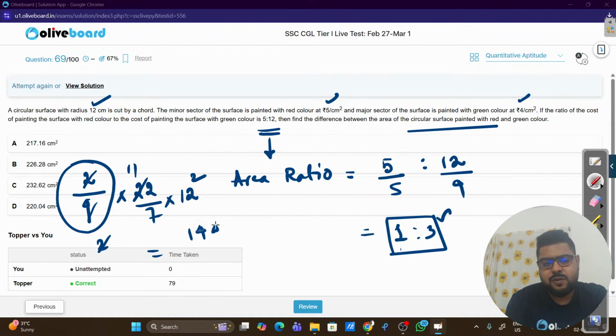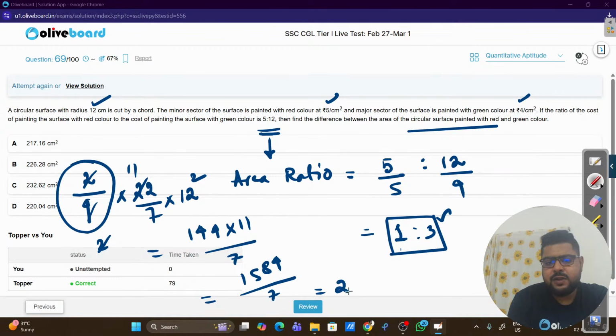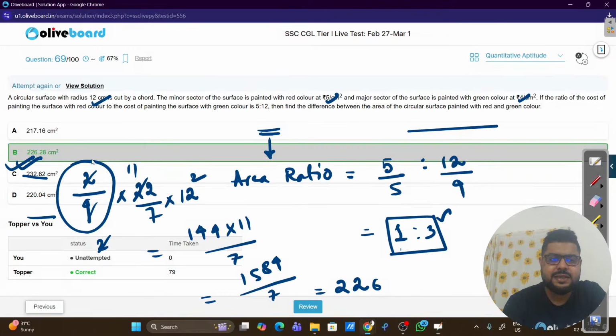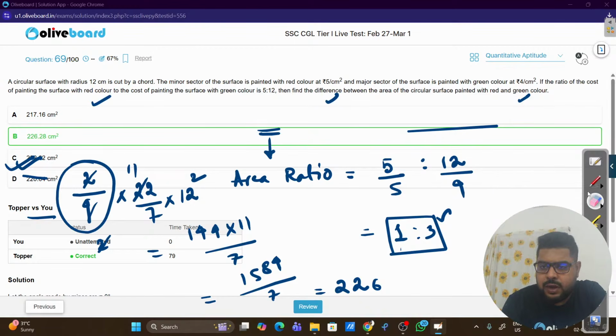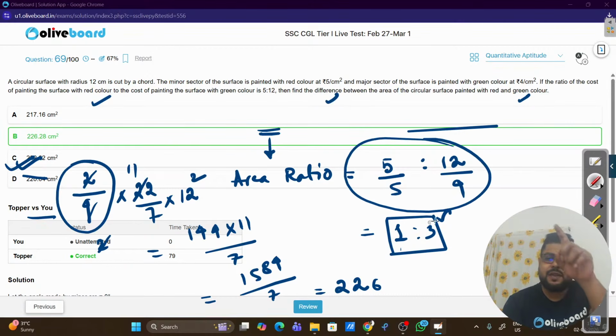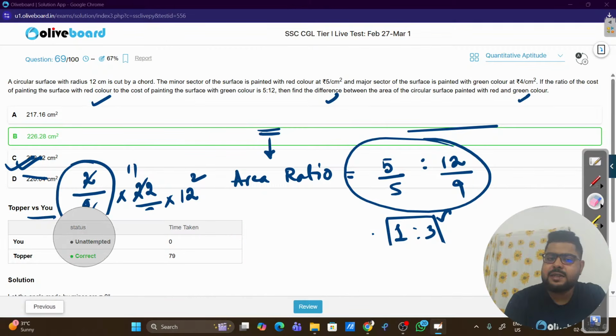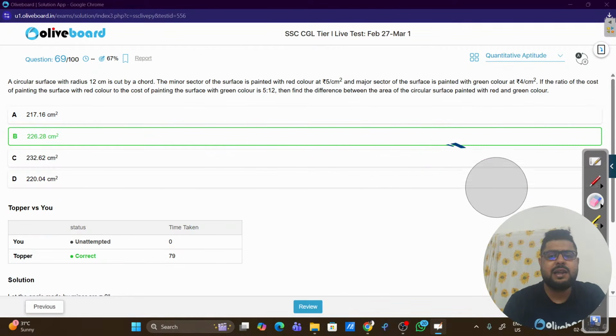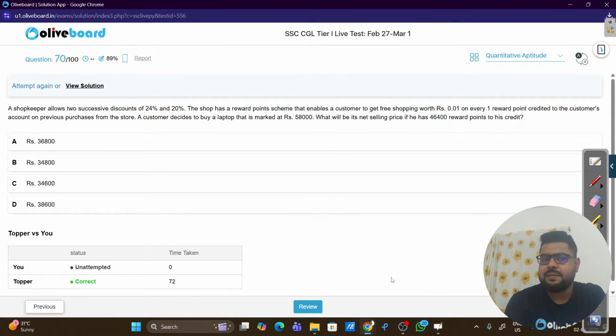So 144 into 11 by 7, sir. 7 twos are 14. So there are two options, B or D. 7 twos are 14, 7 sixes are this. Sir, option B is the correct answer. Again, the whole deal was in this. If you can figure this out quickly, then everything is very easy. But if this takes you a little time, then the question itself takes you a little time.